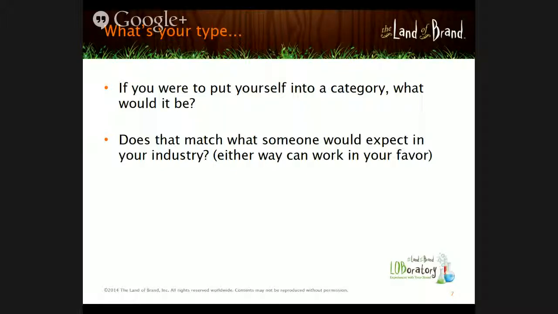Is, I have 20 years experience in my industry. How are you going to be able to help me being so young? So that's a stereotype, and that's actually a negative stereotype. I could also talk to you about some positive stereotypes, but for argument's sake, let's talk about something where someone is a little bit skeptical of you. So the next question is, does that match what someone would expect in your industry? So being very young and inexperienced as a stereotype, not really what someone would expect in the coaching world. And this can still work in my favor.